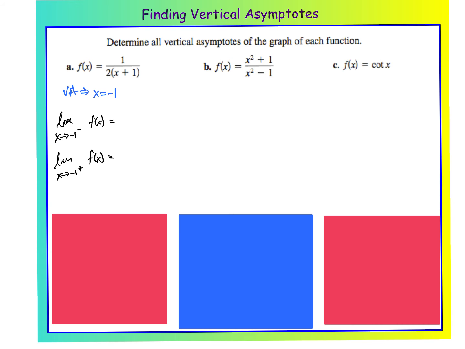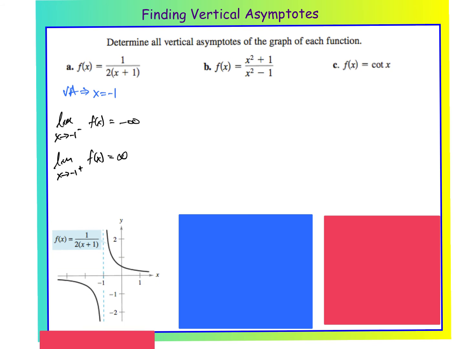So if I go from the left, that's a little bit more negative than negative 1. So I get a positive number over a really small what? Negative, which makes it what? Negative infinity. And then if I do it from the right, it's a little bit more positive than negative 1. So now I have a positive 1 over a really small what? Positive, which makes it what? Positive infinity. So if we look, we got a vertical asymptote going on at negative 1. From the left, it goes down. From the right, it goes up. All right, pretty good?